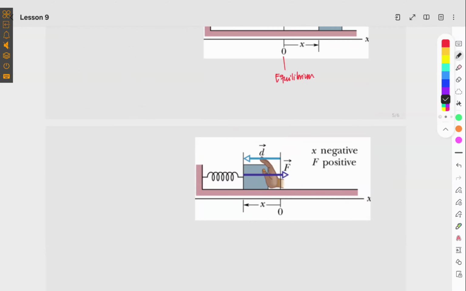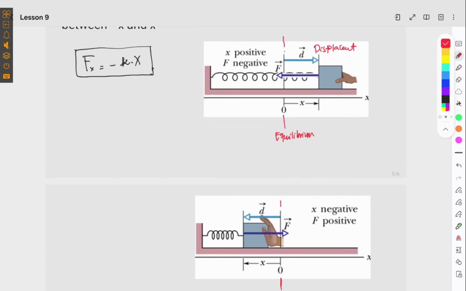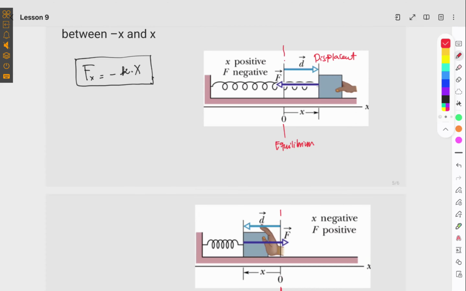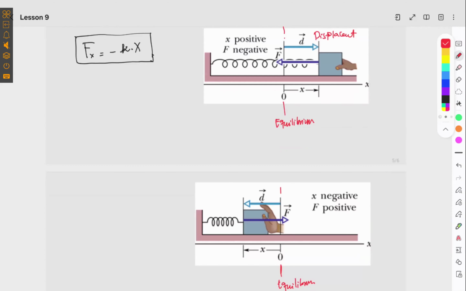This is your equilibrium. Okay, so this is your equilibrium. Maybe push the mass. Since you push this mass, your x is the distance from the initial equilibrium to this position over here. That's what your displacement is. In a formula, it's the same formula.